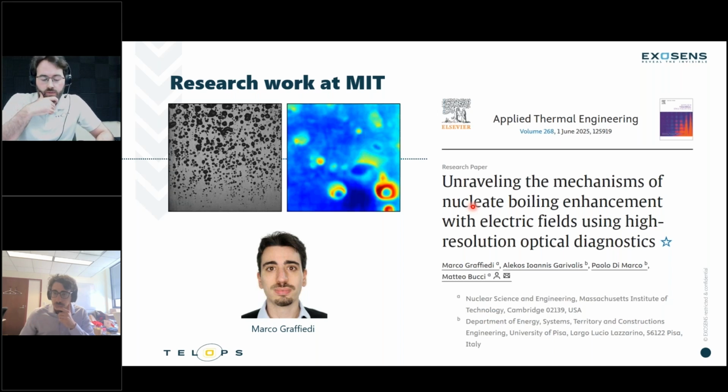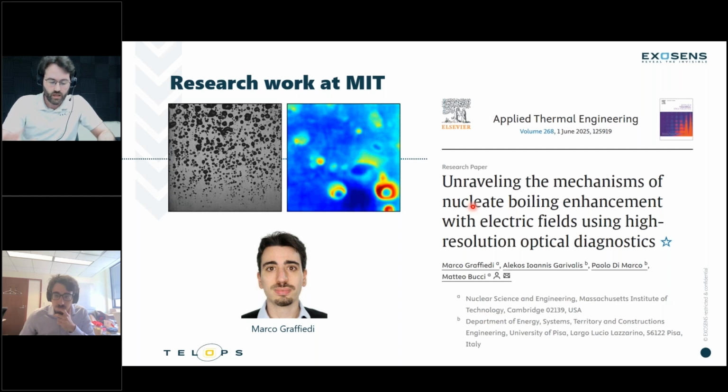So Marco Graffiedi is a PhD candidate in nuclear science and engineering at MIT and is part of the Red Lab. He researches boiling heat transfer in cryogenic and dielectric fluids for applications in space exploration and electronic cooling. Prior to his doctoral studies, Marco accumulated 4 years of experience in the oil and gas industry, working at Baker Hughes in roles ranging from test engineering to measurement systems and participating in the company's prestigious Edison Engineering Development Program.